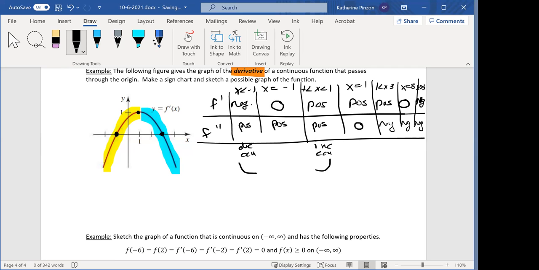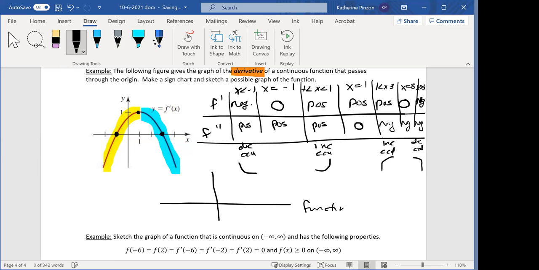Like that one. Yep, you got it. Increasing, concave down, that guy. Okay, the last one here is negative, negative. Decreasing, concave down. Good. Decreasing, concave down.